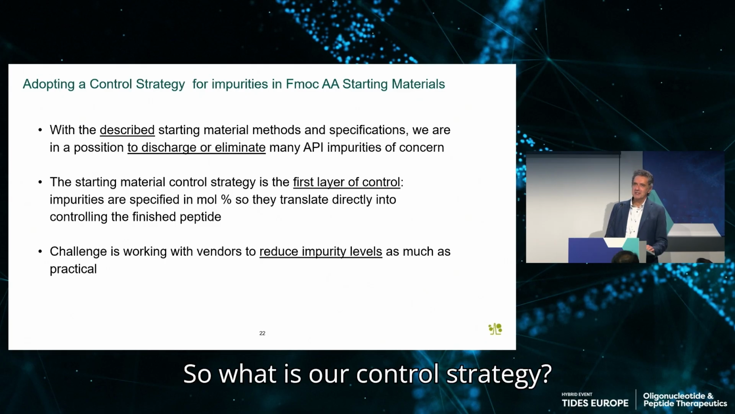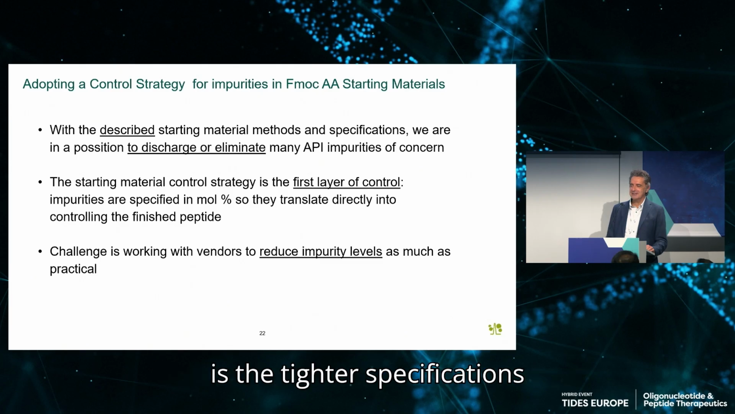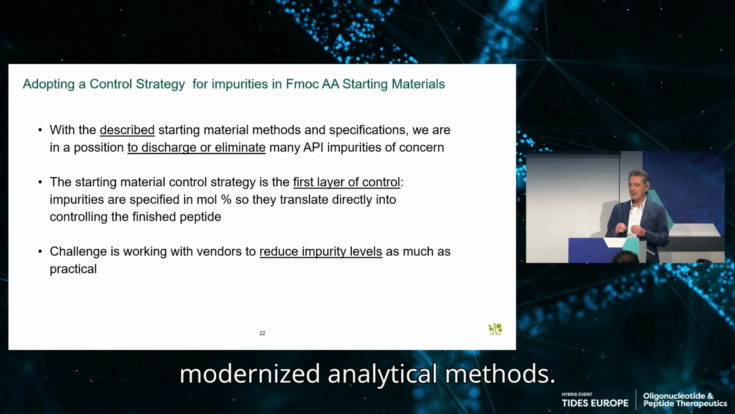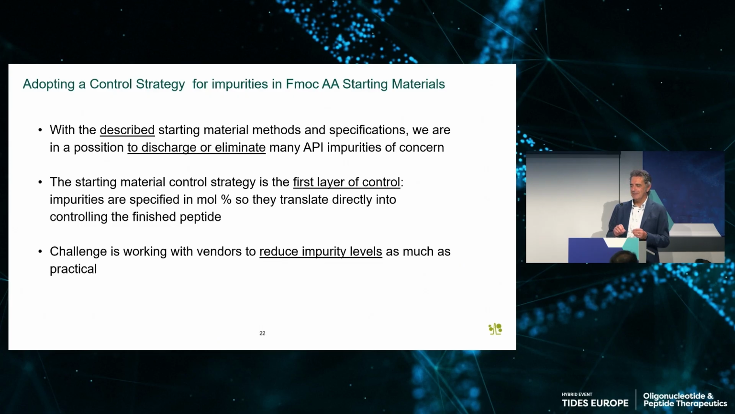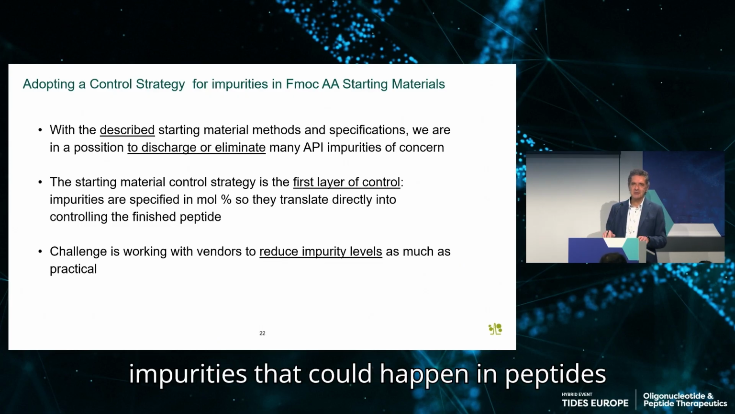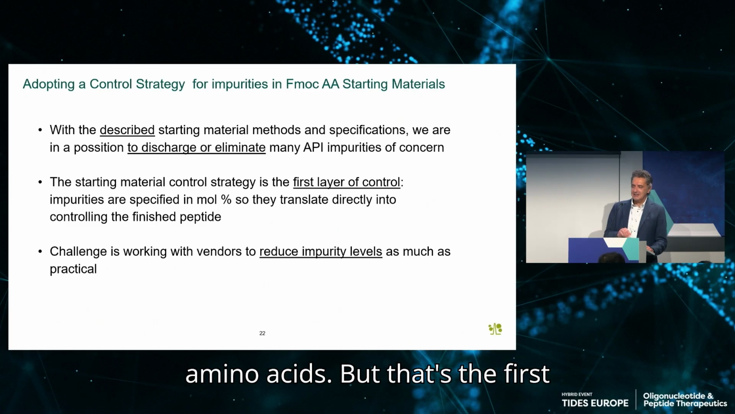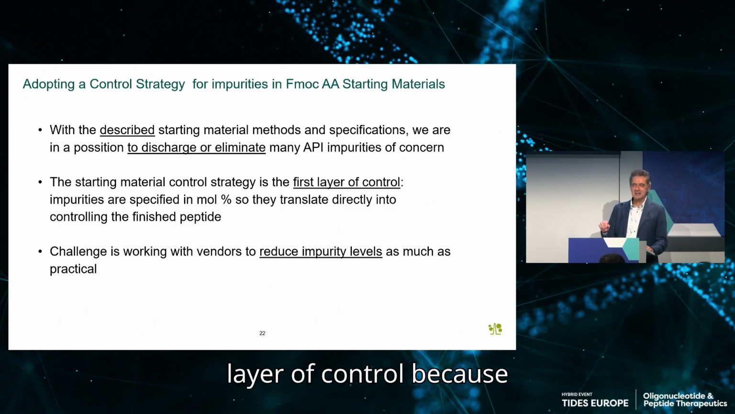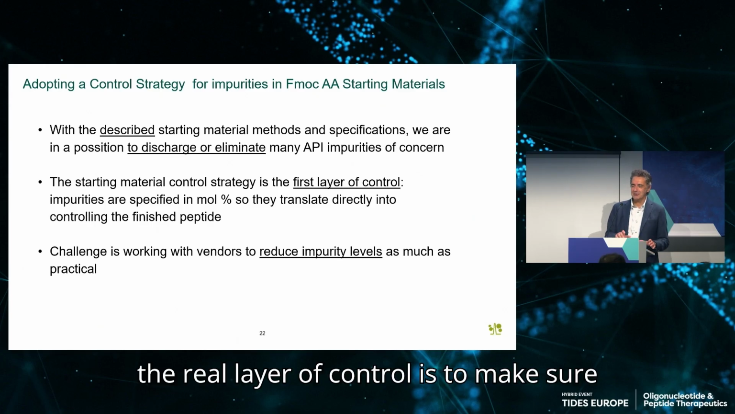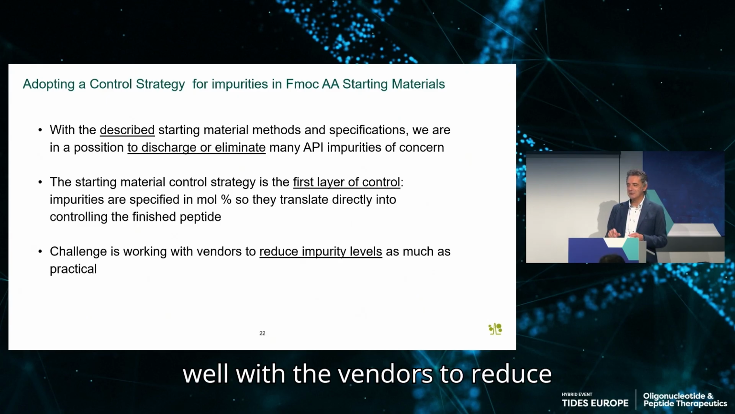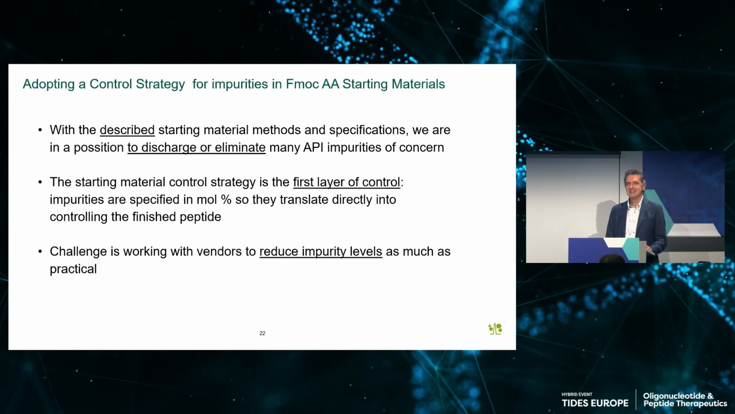So what is our control strategy? The first layer of the control strategy is the tighter specifications as well as the modernized analytical methods. This will help us discharge most of the impurities that could happen in peptides, in this case, amino acids. But that's the first layer of control, because the real layer of control is to make sure that we work well with the vendors to reduce impurities as much as practical.